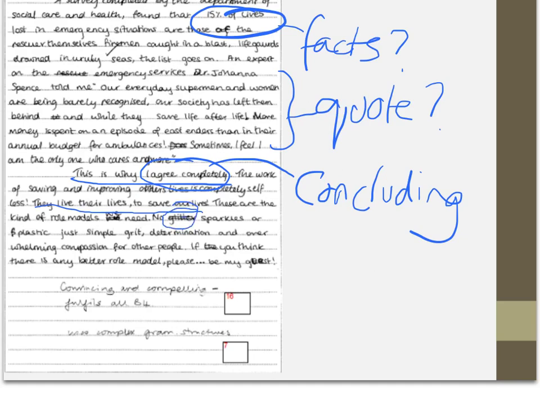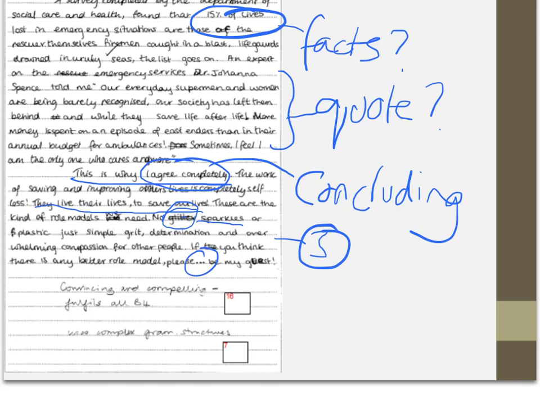See, the student has used glitter and then crossed it out. And I suspect that's because previously, on the last slide, they'd talked about glitter. So they've gone back and edited that and thought, rather than repeating myself, what else can I use? So, no sparkles or plastic, just simple grit, determination, and overwhelming compassion for other people. So I've got the list of 3 again. If you think there is any better role model, please be my guest. And we've got that pause at the end.